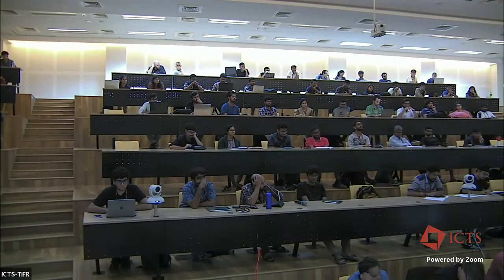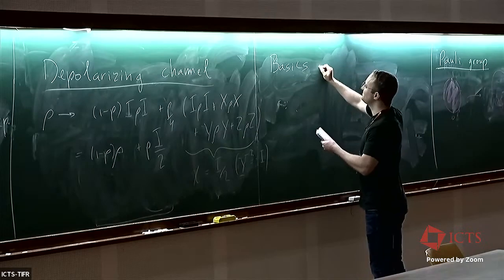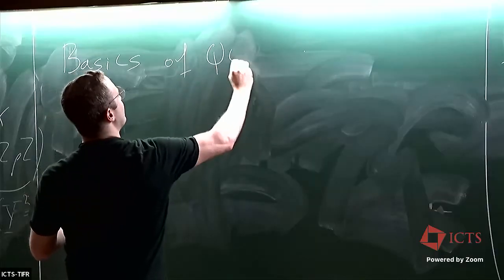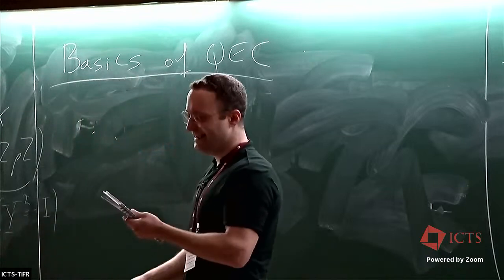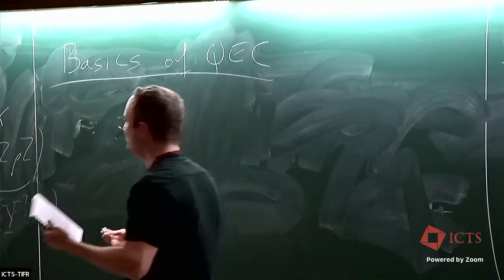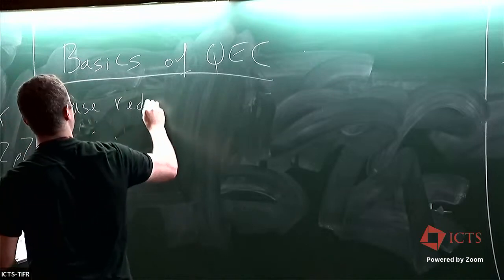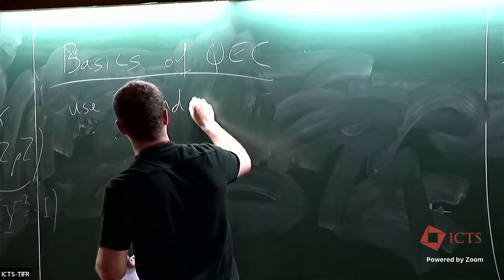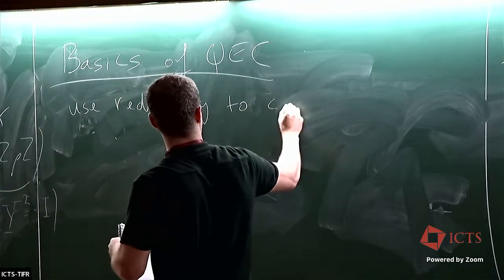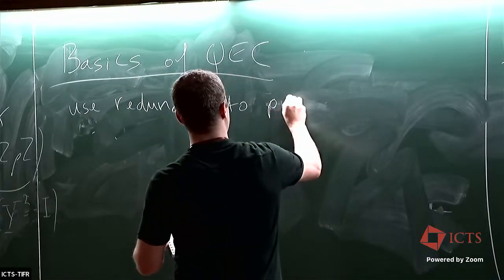All right. So let's start with the basics of quantum error correction, now that we understand the errors. The essence of quantum error correction is to use redundancy to protect quantum information. This is also the essence of classical error correction, so it shouldn't surprise you.